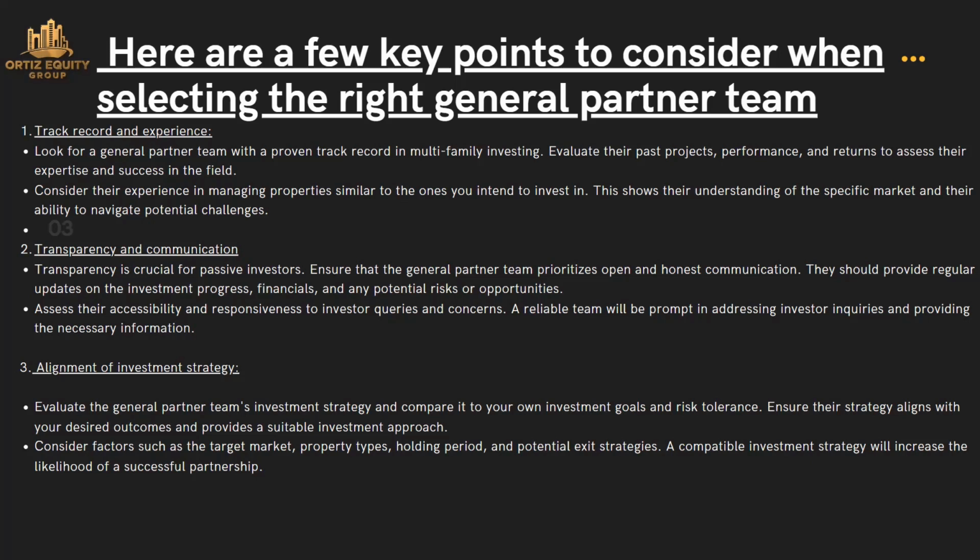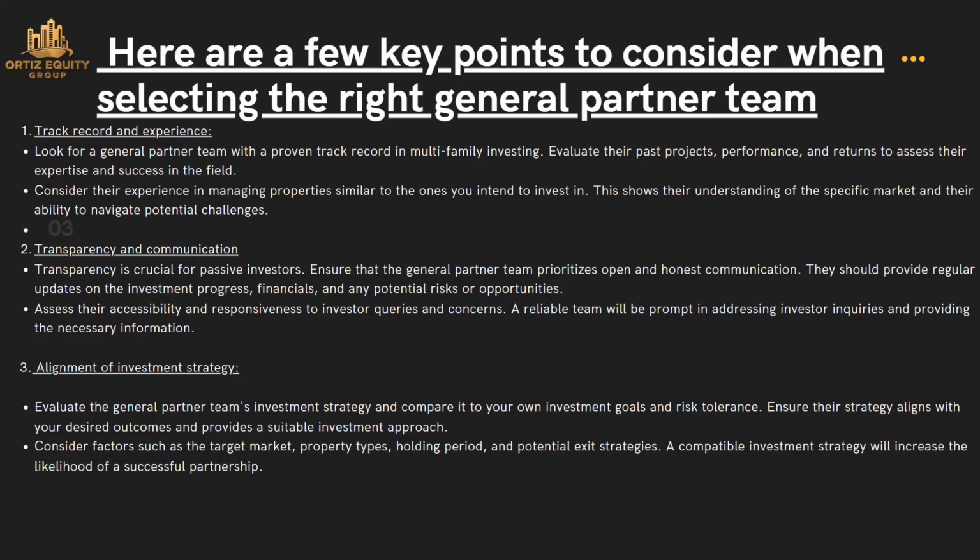Second point we have is transparency and communication. Transparency is crucial for passive investors. To ensure that the general partner team prioritizes open and honest communication, they should provide regular updates on their investment progress, financials, and any potential risks or opportunities. So again, transparency, communication, we're talking about this again because it's so important. Assess their accessibility and responsiveness to investors' inquiries or concerns. A reliable team will be prompt in addressing investors' inquiries and provide the necessary information.